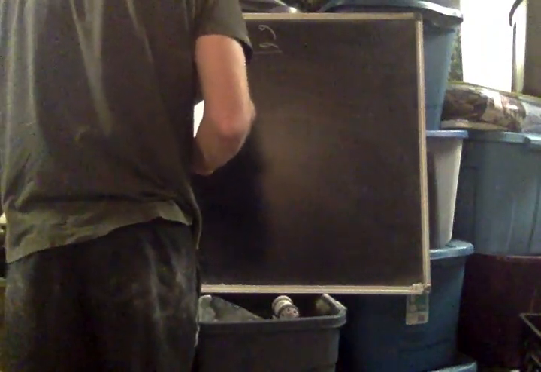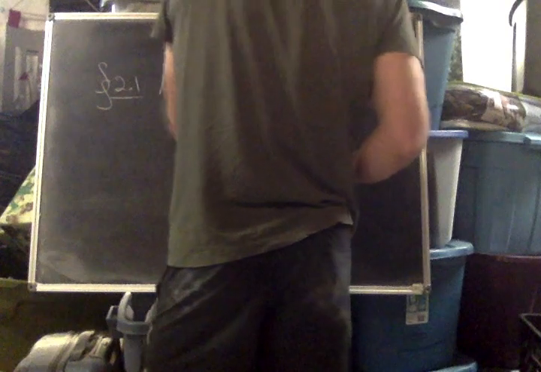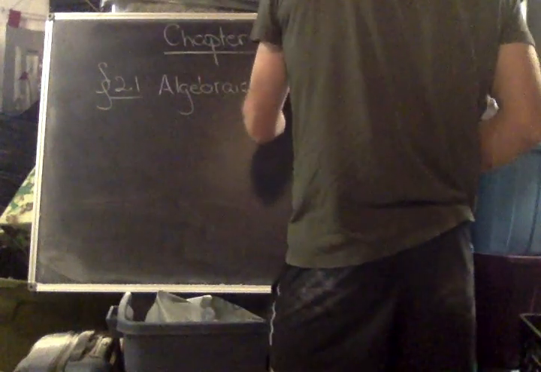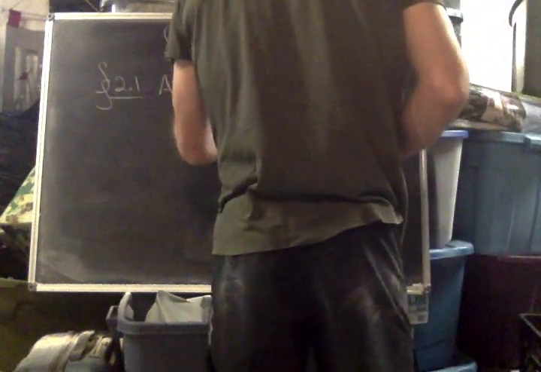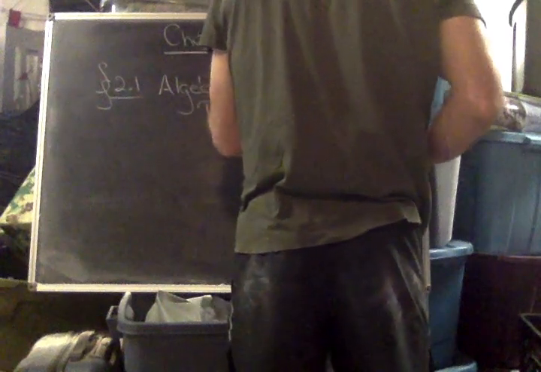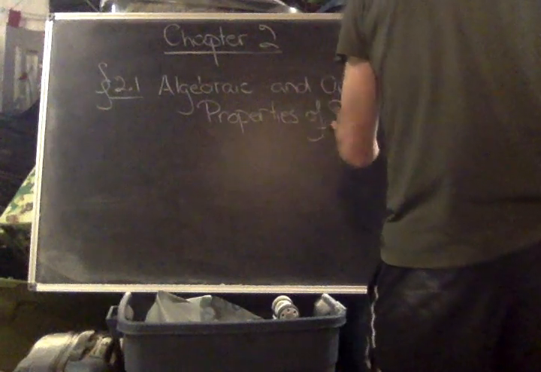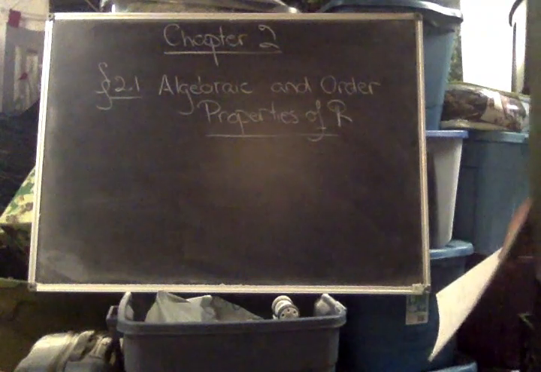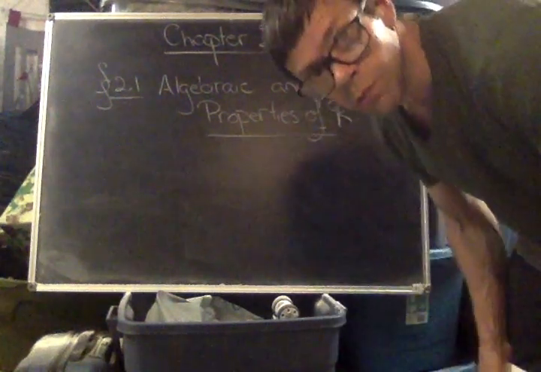Okay, but the first section is entitled Algebraic and Order Properties of R. Okay, and this section is at once important and unimportant.